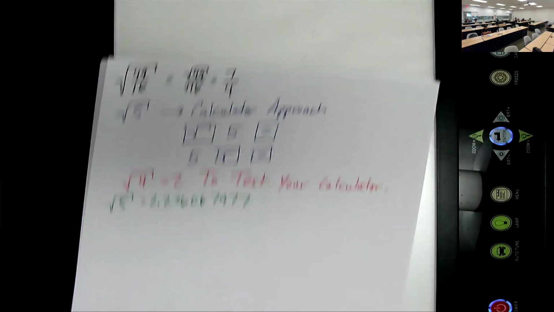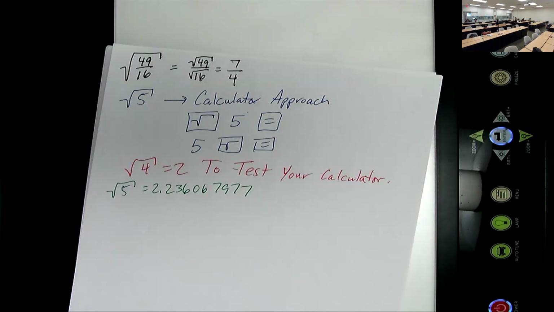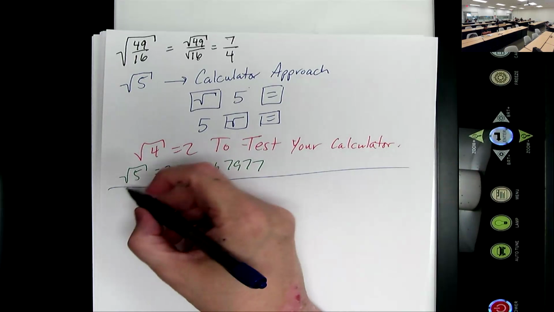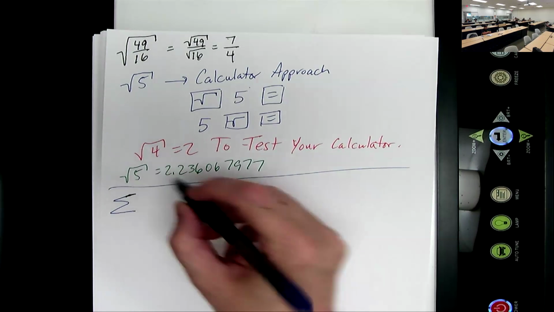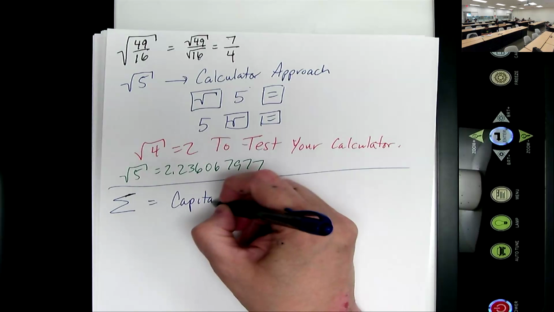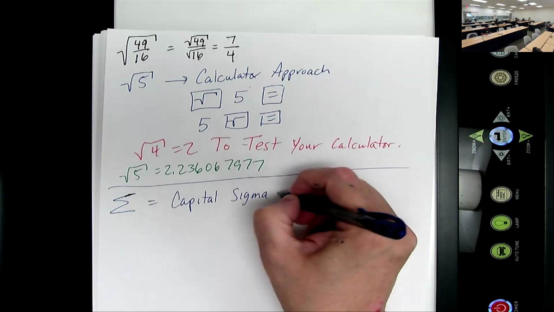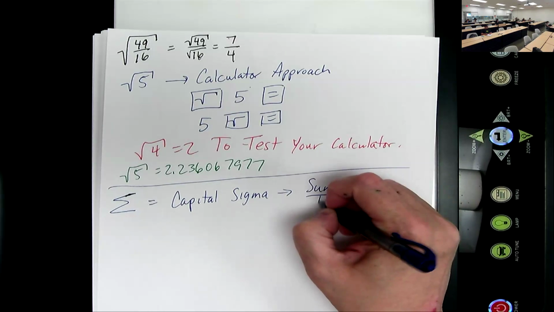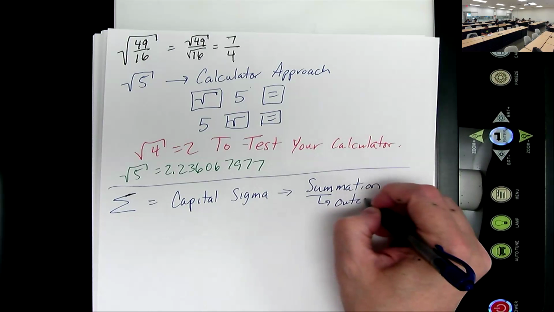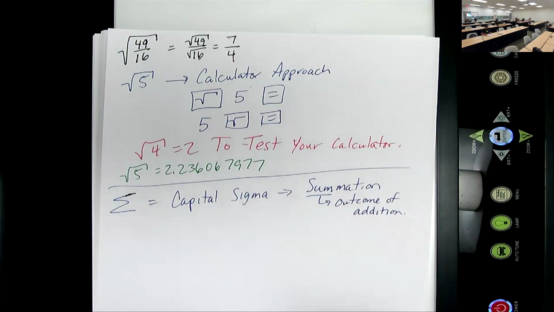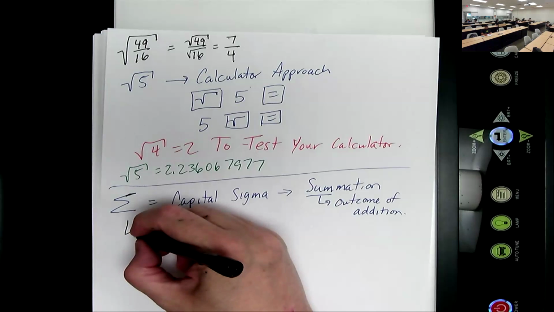We almost have everything we need for standard deviation. Last level, we talked about it before, but it's been a while. We had the big lightning bolt looking E. This is capital sigma, and it stands for summation. Sum is the outcome of addition. So when you see the capital sigma, this means add it up.